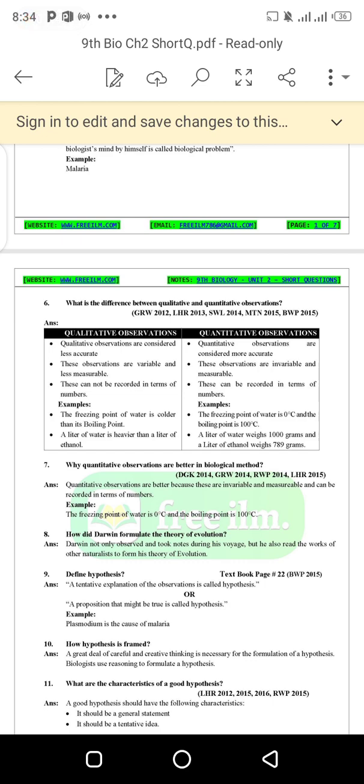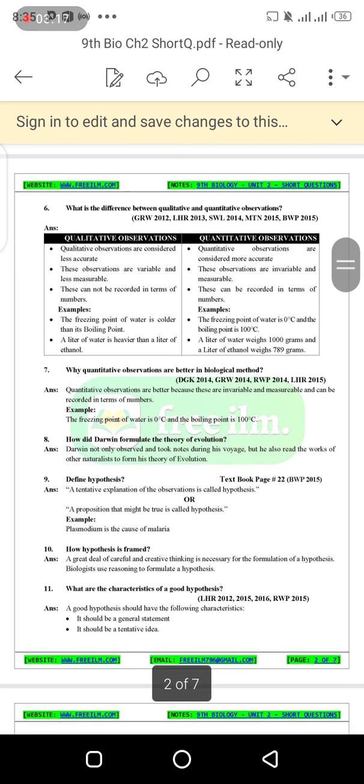Quantitative observation. Quantitative observations are considered more accurate. These observations are invariable and measurable. These can be recorded in terms of number. For example, the freezing point of water is 0 and the boiling point of water is 100 degrees Celsius. A liter of water weighs 1,000 grams and a liter of ethanol weighs 789 grams.